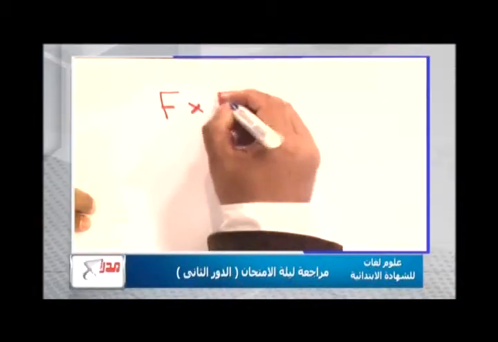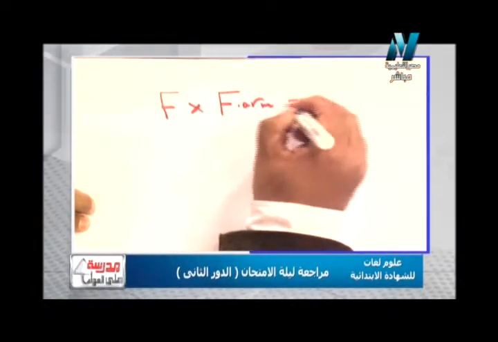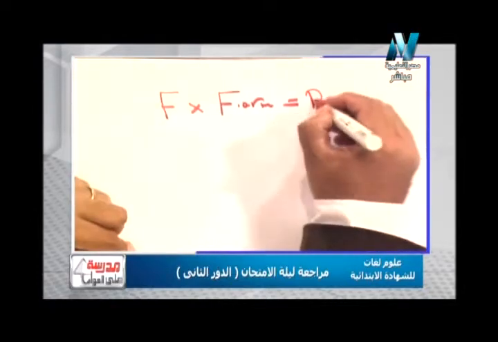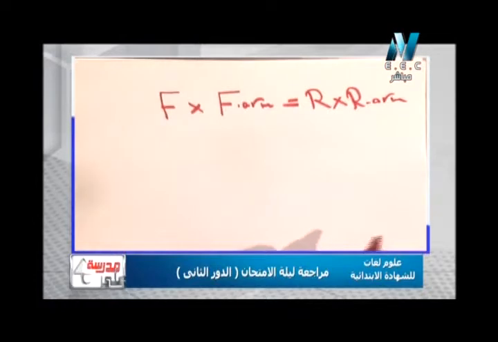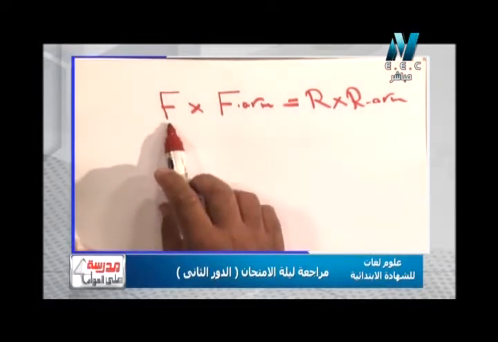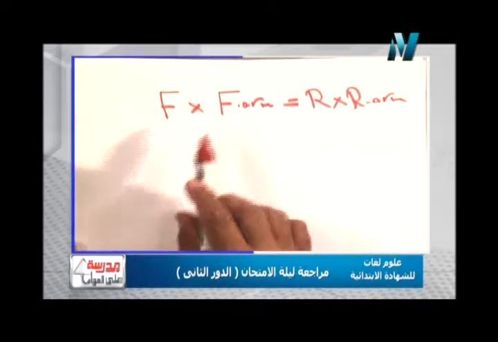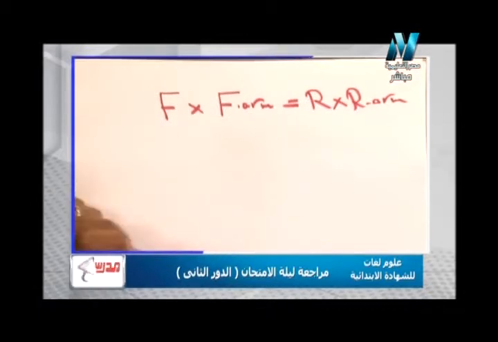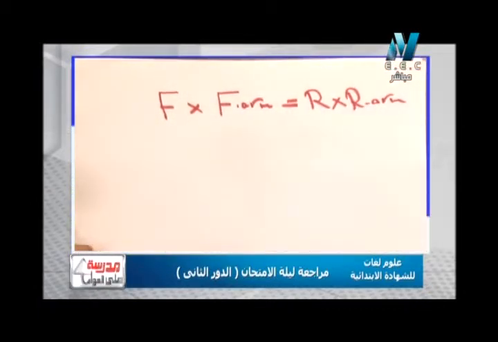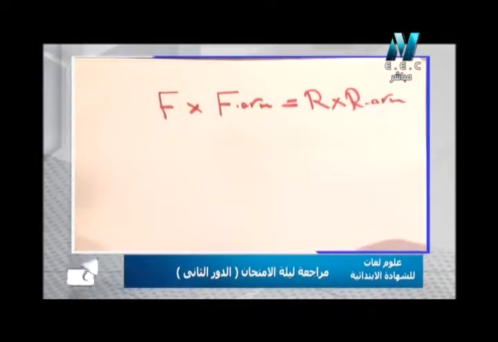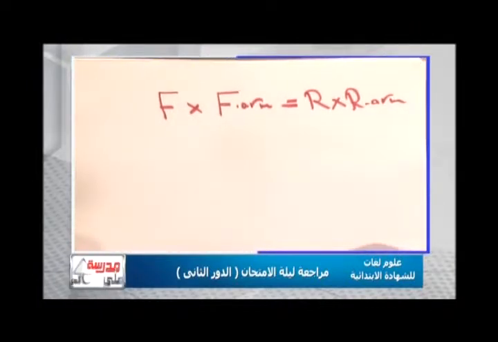The lever law says that F times F arm equals R times R arm. What is this law about? F is the effort force, F arm is the effort force arm, and R is the resistance, with R arm the resistance arm. So again, effort force times effort force arm equals resistance times resistance arm.